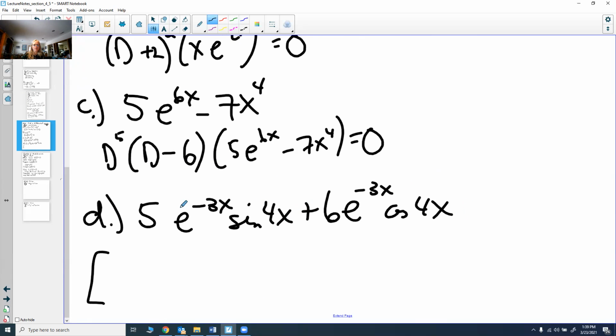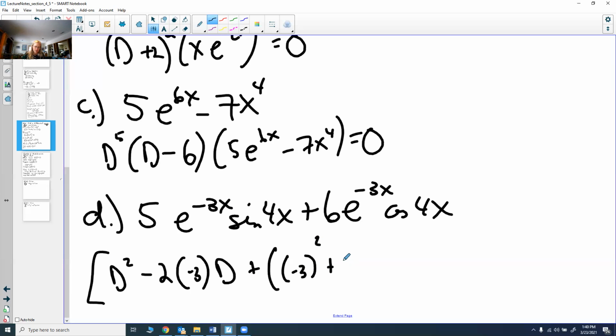So I happen to have a sine and cosine, so I only need to have one of these because it'll eliminate both of them. So what I've got is a D squared, because that's the very first one we started with, minus 2 times the alpha. The alpha is minus 3, times D, plus the alpha squared, which again is minus 3 squared, plus the beta squared, and beta is inside the sine and cosine. It happens to be 4, and that's also squared. And that will eliminate all this.